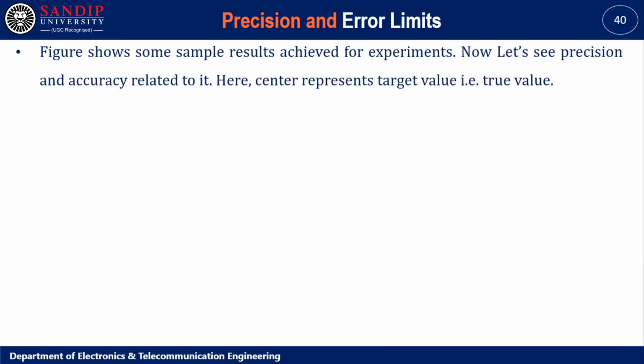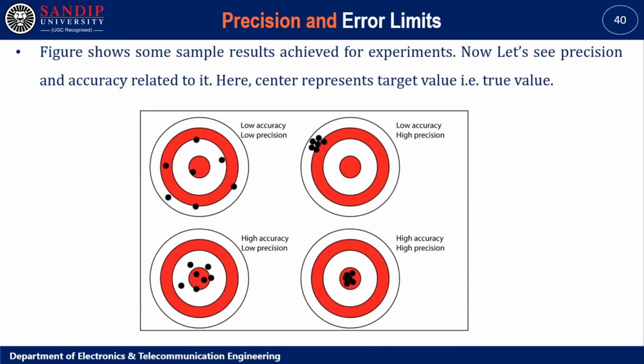Now let us see precision and accuracy related to it. Here, the center represents the target value, that is, the true value. The first figure shows low accuracy and low precision. The second figure shows low accuracy with high precision. The third figure shows high accuracy with low precision. And the last figure shows high accuracy with high precision.